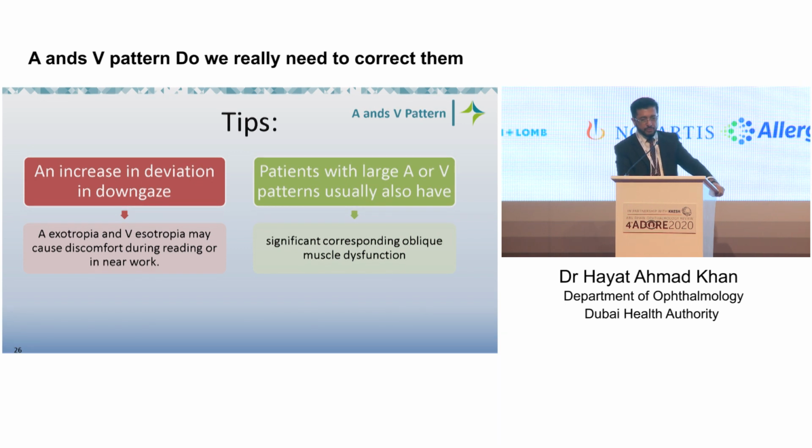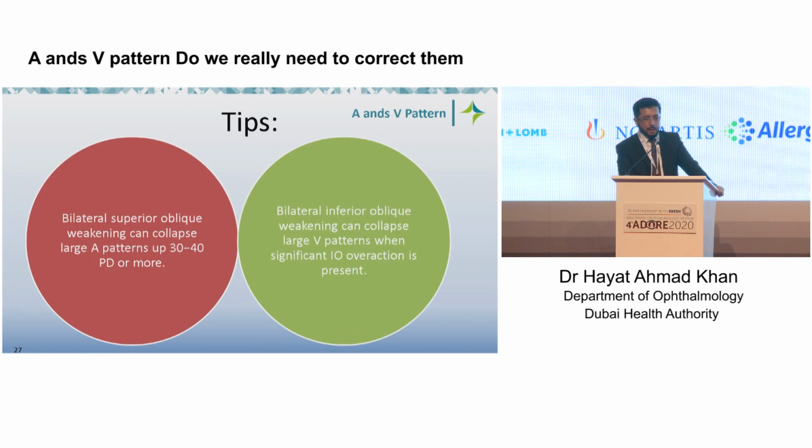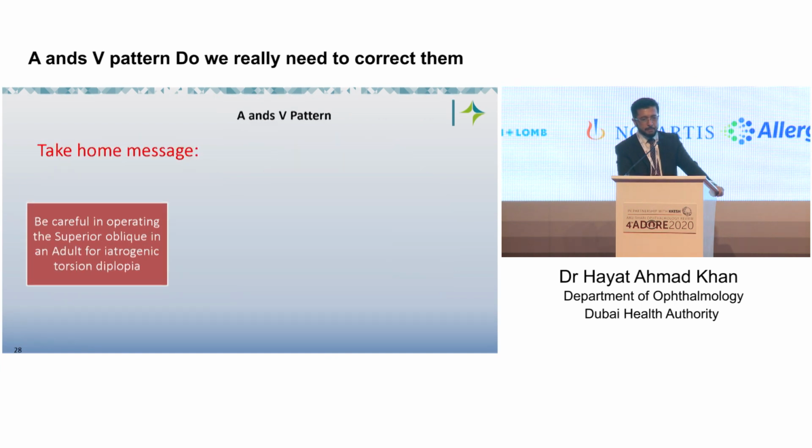Otherwise it's fine, we can actually live with it, because it will not cause a big problem in binocular single vision. Patients with a large A and V pattern usually have a significant oblique muscle dysfunction. Bilateral superior oblique weakening can collapse large A patterns up to 30 to 40 prism diopters, and bilateral inferior oblique weakening can collapse V patterns when significant inferior oblique overaction is present.